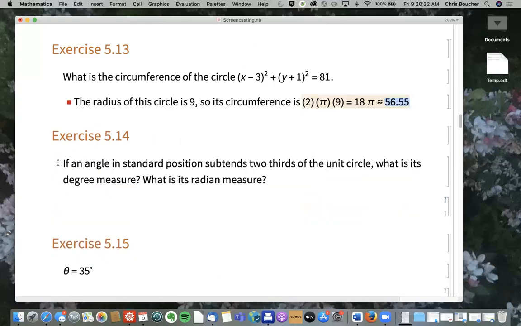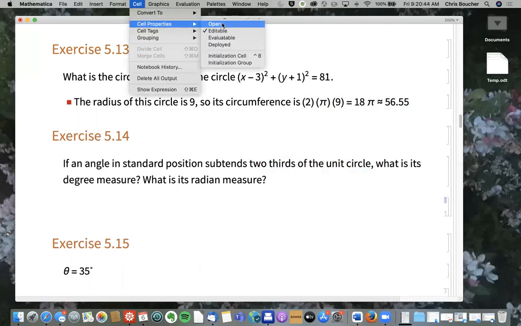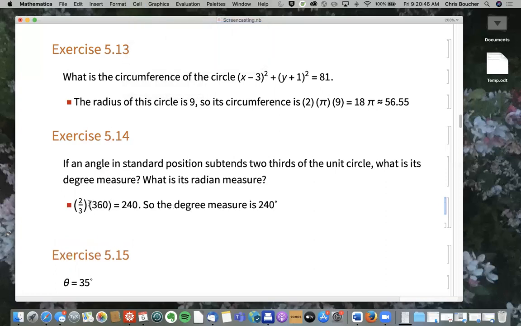Okay, so suppose I have an angle in standard position and it subtends 2/3 of the unit circle. What is its degree measure, and what is its radian measure? The key thing to remember is that one complete revolution of the circle is 2 pi radians. Actually, I did degrees first, which is fine. There are 2 pi radians or 360 degrees in the entire circle. So 2/3 of 360 comes out to 240. So the angle's degree measure is 240.